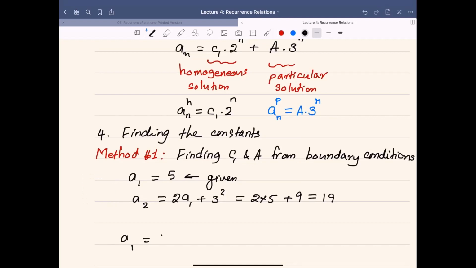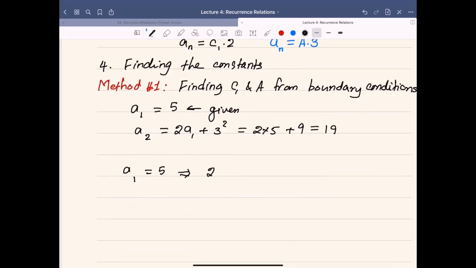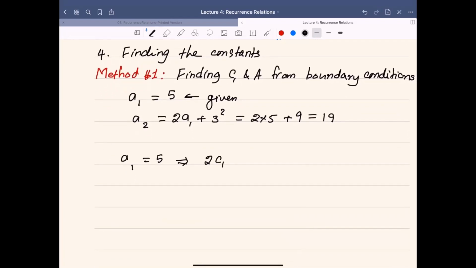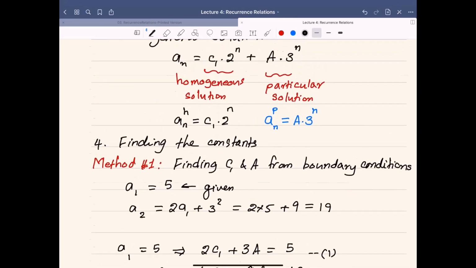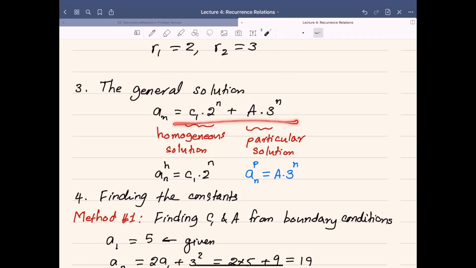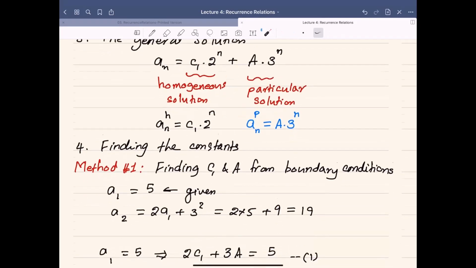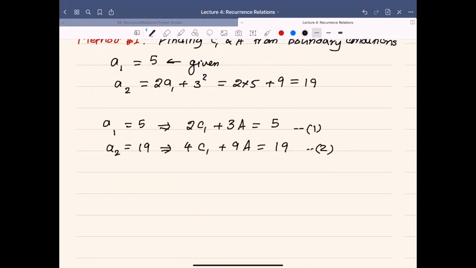For a1 is equal to 5, when you substitute, we will have 2c1 plus 3A is equal to 5. This is equation 1. And for a2 is equal to 19, we have 4c1 plus 9A is equal to 19, and this is equation number 2. These two equations are obtained from here, when n is 1 and when n is 2.